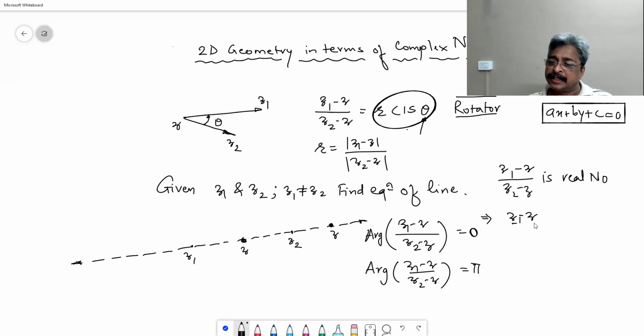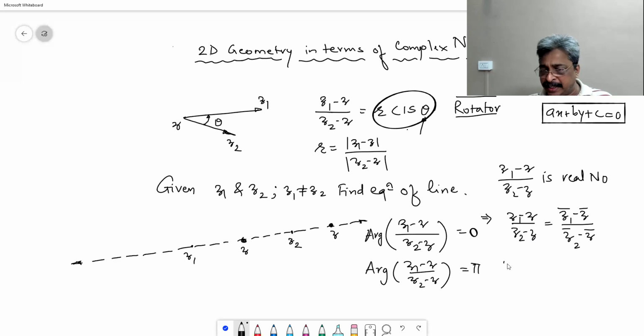I can say (z1 minus z) upon (z2 minus z), if it is equal to (z1 bar minus z bar) upon (z2 bar minus z bar), that means it is a real number. Use conjugate. If a complex number is equal to its conjugate, then it is a real number.